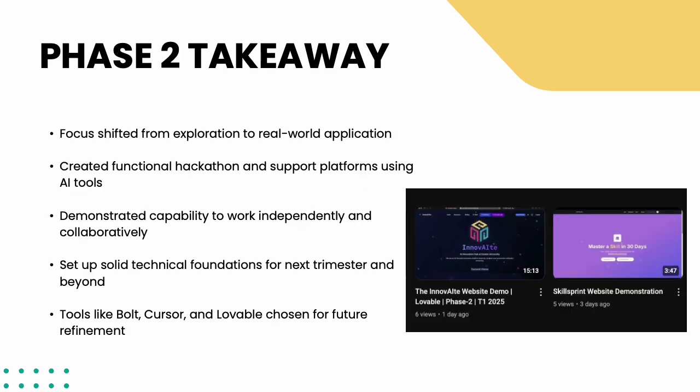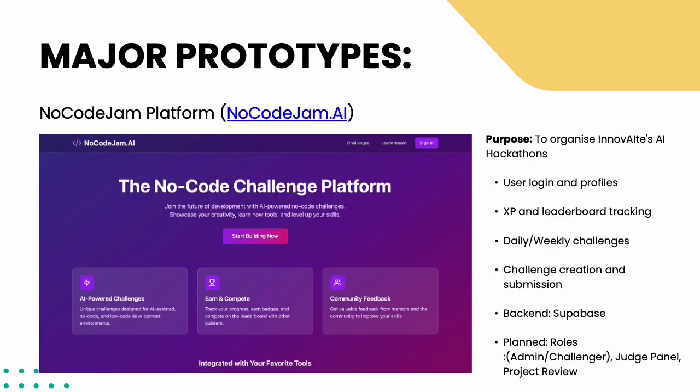With research complete, phase 2 was all about applying what we learned to real-world applications. We developed team projects using the tools we had selected. This phase demonstrated our ability to deliver working, practical applications with minimal code. We learned how to build quickly and independently, and the variety of projects created shows just how adaptable these tools are. We now have a solid technical foundation to build on in the next trimesters, and tools like Bolt, Cursor, and Lovable are now central to our ongoing development strategy. We moved from experimentation to execution, putting AI tools to the test in live environments.